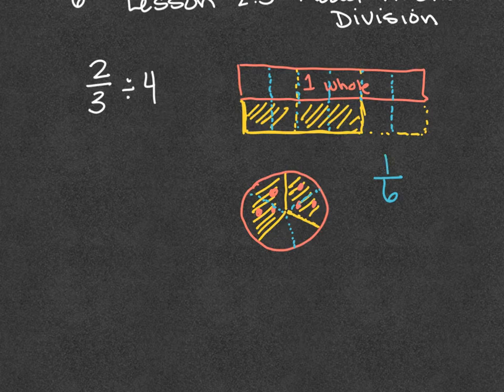So 2/3 divided by 4 equals 1/6. Everybody is getting 1/6 of that pizza.